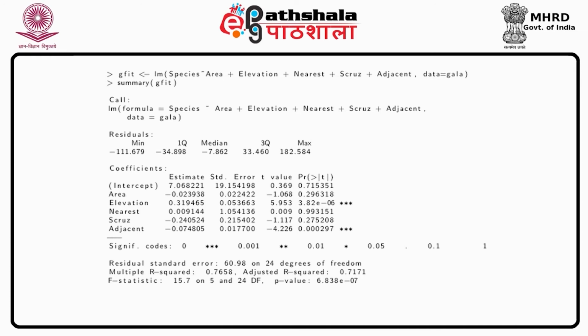Also, after the significance codes, we have the residual standard error, that is the whole standard error after fitting the regression model to the dataset. We have the degrees of freedom 24. In addition to that, we have multiple R square. Multiple R square happens to be a measure of how good the data is fitted by using the given dataset. A multiple R square of 0.7658 tells us that almost 76.5 or 77% of the variability in the frequency of species has been explained by the variables that we have taken as our independent variable.